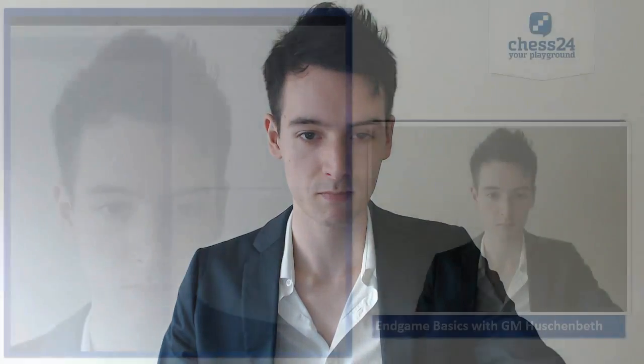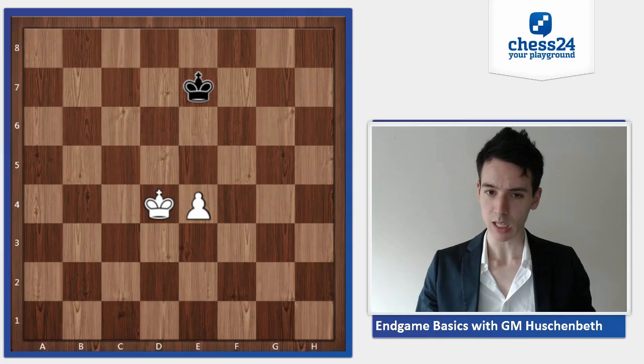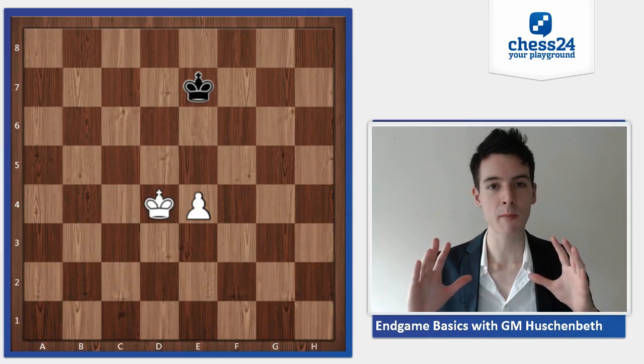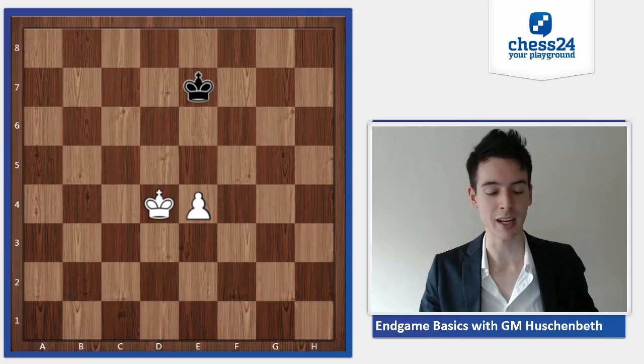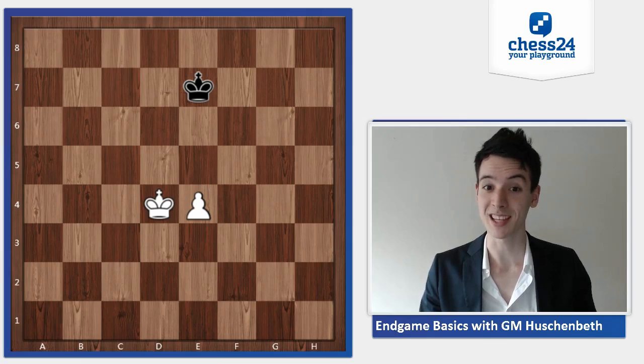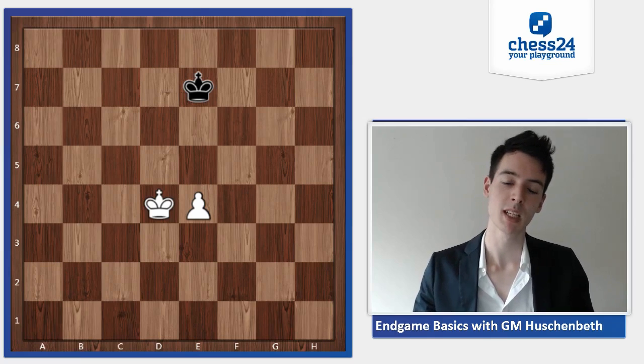I've prepared a couple of examples. Let me switch again. Here we are, and this is some really elementary stuff, but it's quite important to understand the concepts, because if it comes down to that, you want to know how you win with king and pawn against the other king. So quite important stuff here.